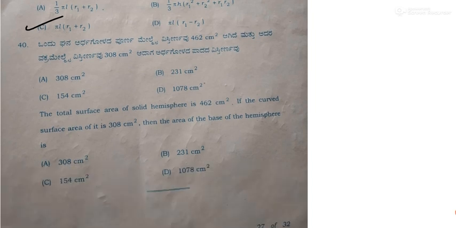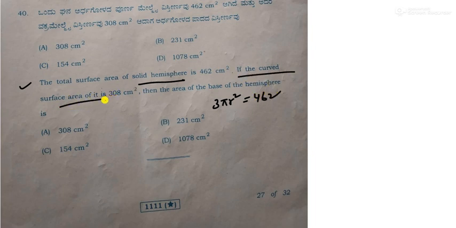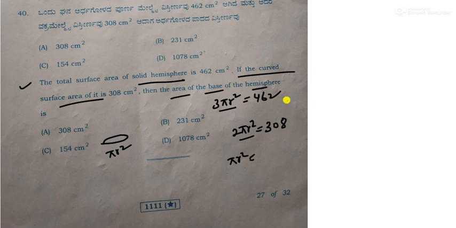Next is question number 40 and the last one. The TSA of a solid hemisphere, which is 3 pi r square, is 462. If the CSA of it, which is 2 pi r square, is 308, then the area of the base of the hemisphere, the area of the base, is pi r square, right? So just subtract this minus this, 3 minus 2 will get pi r square. So 462 minus 308: 12 minus 8 is 4, 5 minus 0 is 5, 4 minus 3 is 1. So the answer is 154, option number D.